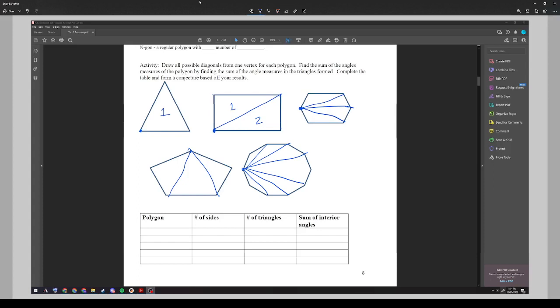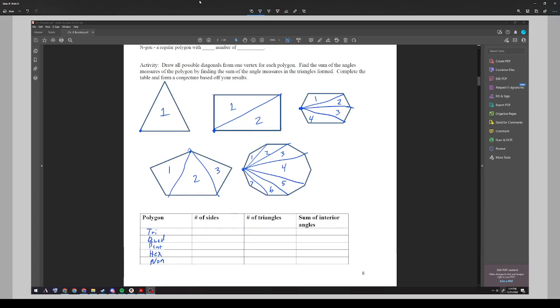So let's go to a pentagon next. With 5 sides, we have 1, 2, 3. Hexagon, 1, 2, 3, 4. And then octagon, 1, 2, 3, 4, 5, 6, 7, 8. Is that a nonagon? Let's look. 1, 2, 3, 4, 5, 6, 7. Yeah, it was a nonagon. Okay, so let's write our shape names. So we have a triangle, a quadrilateral, a pentagon, a hexagon, and a nonagon.